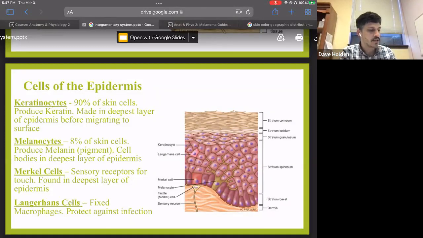Merkel cells are sensory receptors for touch. They are found in the deepest layer of the epidermis, but don't let that confuse you guys. The epidermis is super, super thin. So those would still be light touch receptors or vibration receptors. And then Langerhans cells are fixed macrophages. These are white blood cells that do not move around. They stay in one place. So any kind of disruption in the skin, meaning a tear or an abrasion or a cut, we have white blood cells that are planted in place. So if a cut happens near one, he is there available to help protect against infection.